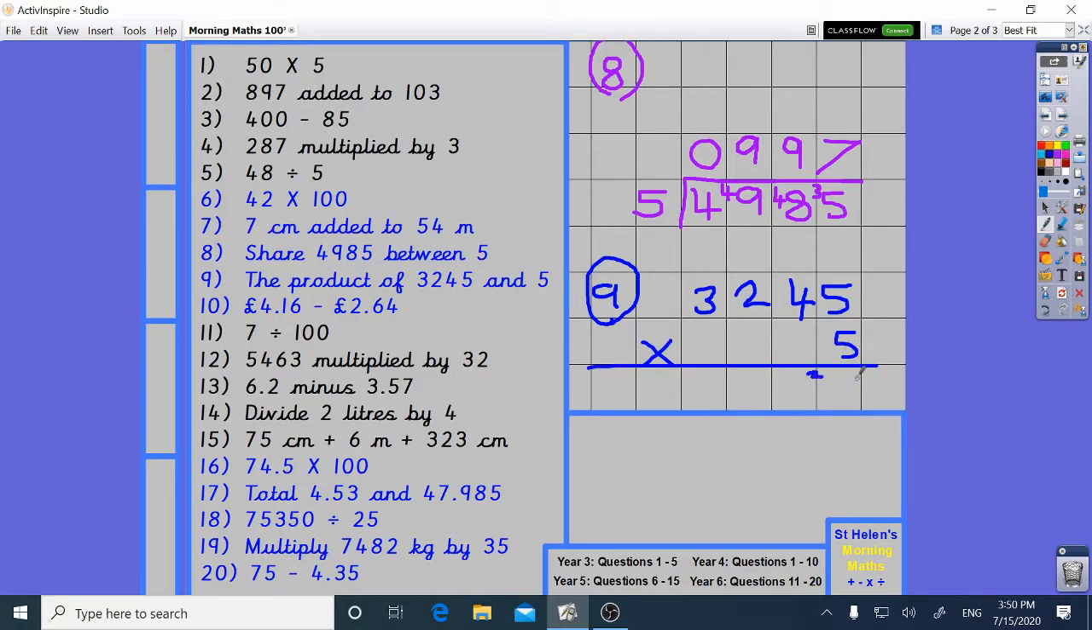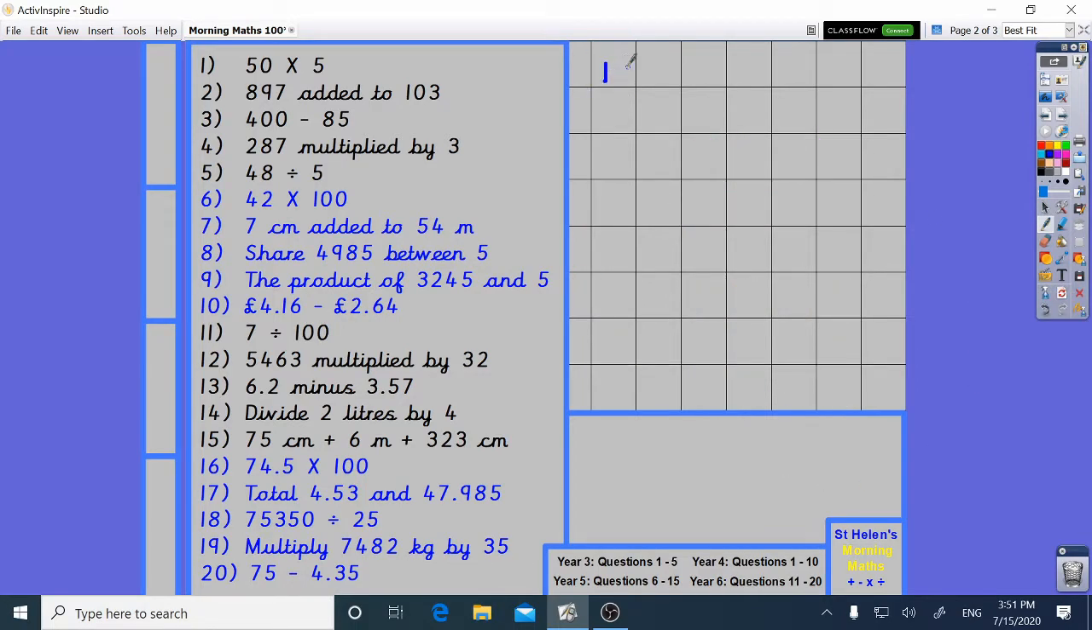5 times 5, 25. 5 times 4, that's 20, plus 2, 22. 5 times 2, 10, plus 2, 12. 5 times 3, 15, plus 1, 16. 16,225. Question 10. No tricks in question 10.